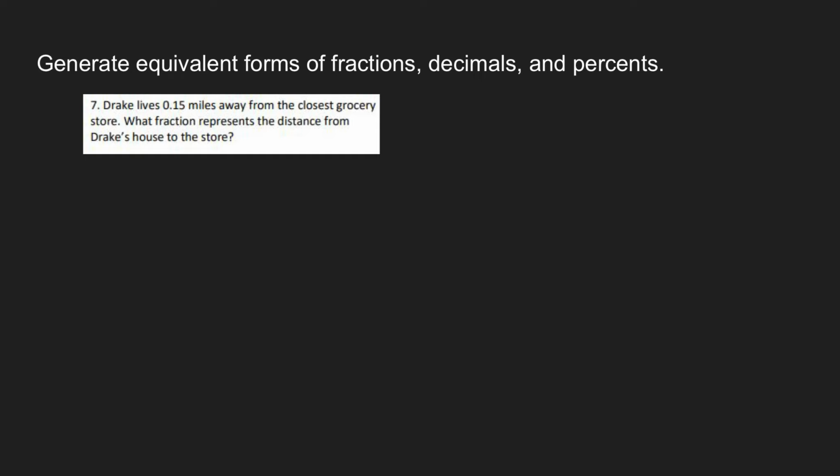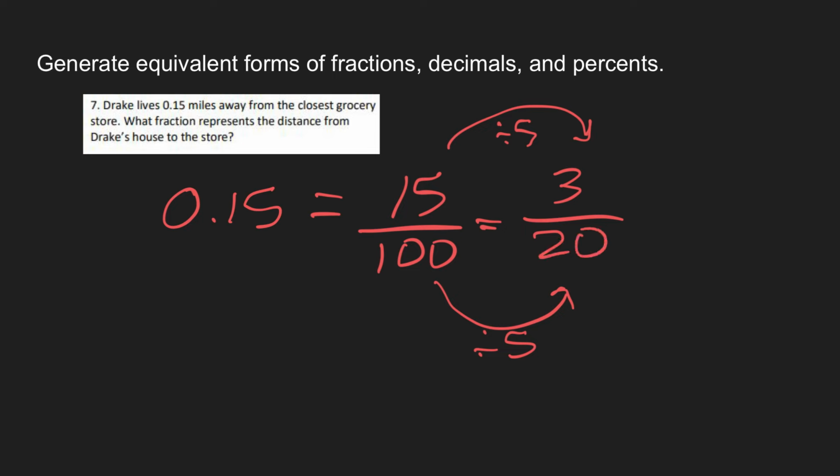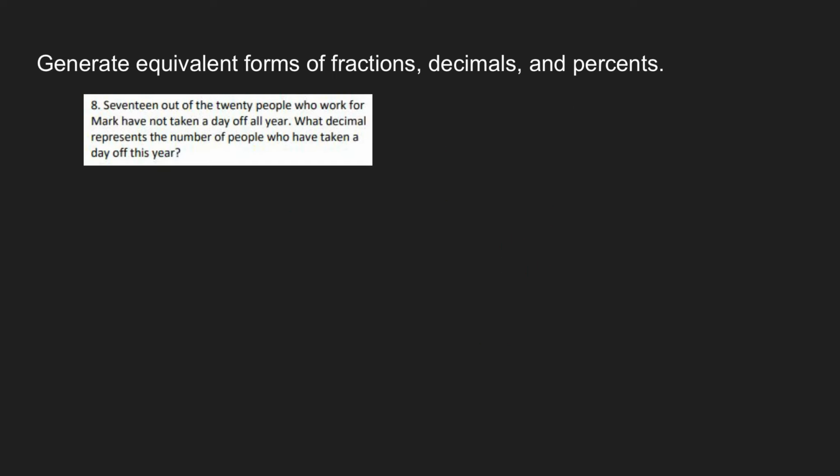Drake lives 1,500 miles away from the closest. What fraction? So 1,500. I'm just going to say that. 1,500. And then the only thing with fractions is they're probably going to want us to simplify. So in this case, I would divide by 5 and divide by 5, and I would get 3/20. And that should be your simplest terms.